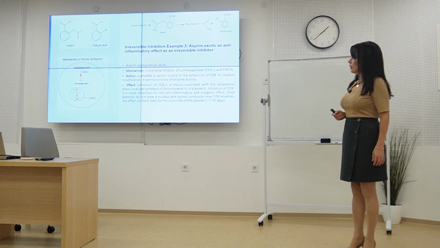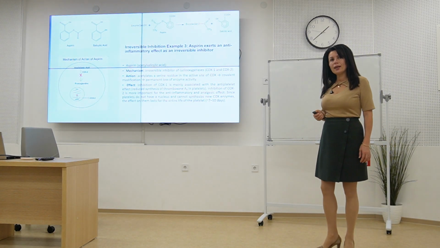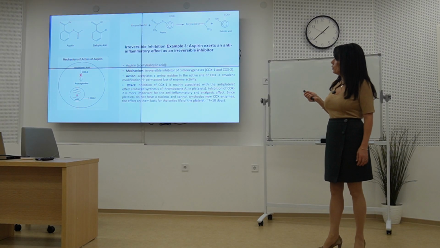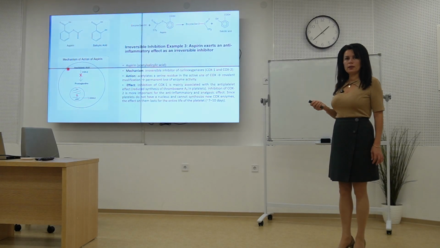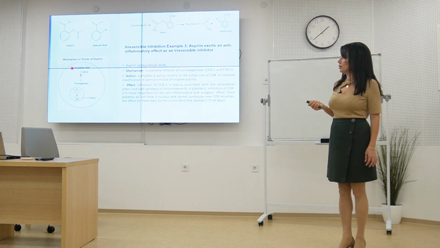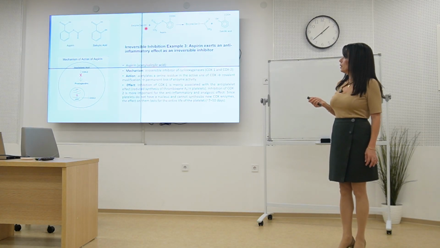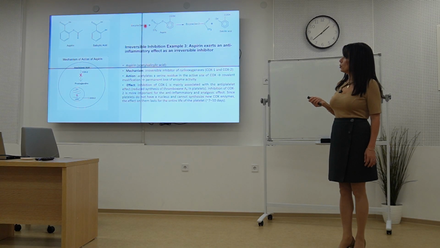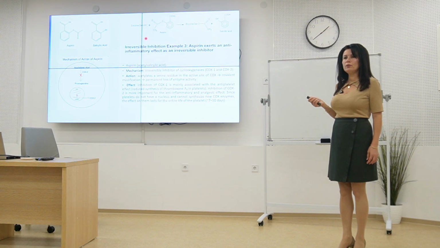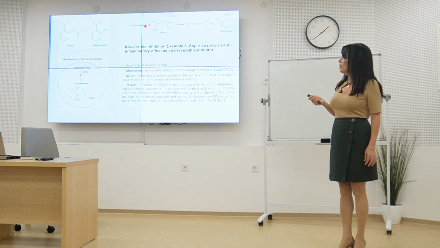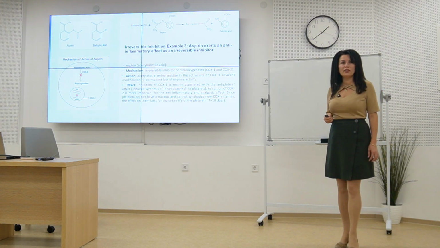Irreversible inhibition, the next example is aspirin. Aspirin, the other name is acetylsalicylic acid, is used for irreversible inhibition of the enzyme cyclooxygenase, which catalyzes the reaction from arachidonic acid to prostaglandins. COX, or cyclooxygenase, is inhibited irreversibly by a process called acetylation. The mechanism of action of aspirin is irreversible acetylation of the hydroxyl group of a serine residue in the active site of the enzyme.